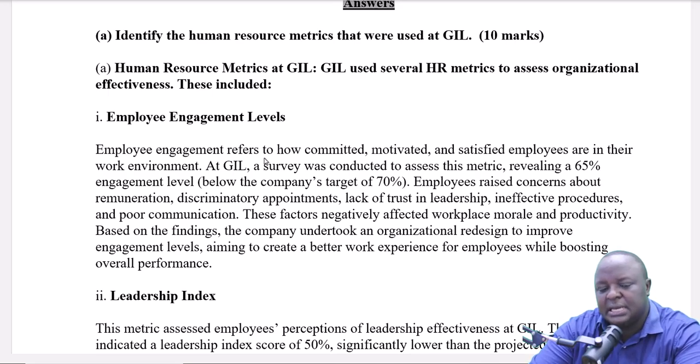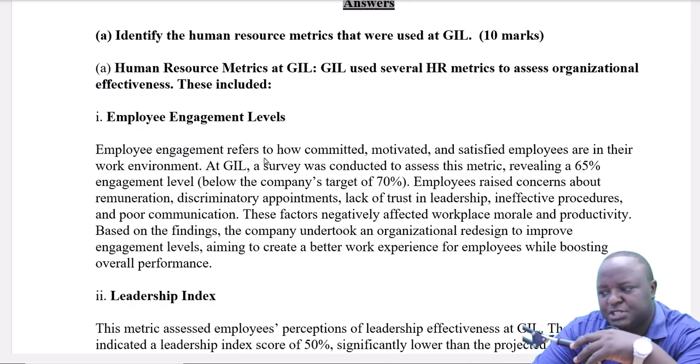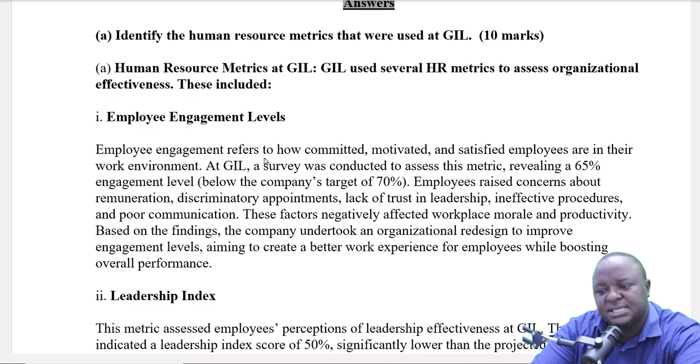Of course, we always know that highly motivated employees are in a position to perform much better compared to lowly motivated employees. So at GIL, a survey was conducted to assess this metric, revealing that the 65% engagement level was below the company's target of 70%. Employees raised concerns about remuneration. Probably they thought that the compensation was not equivalent to the amount of work they were doing.